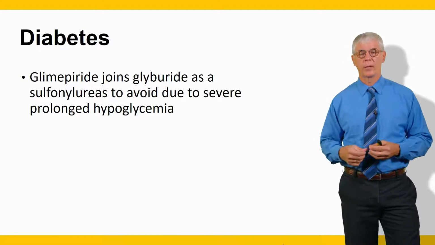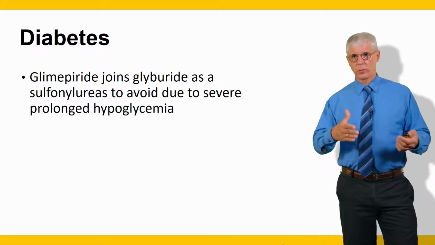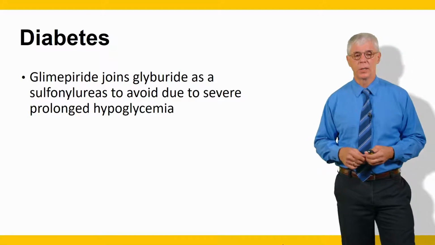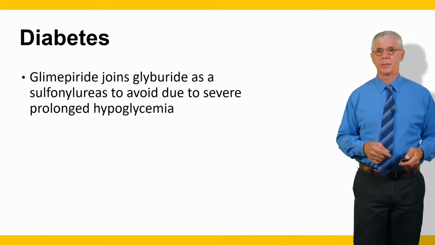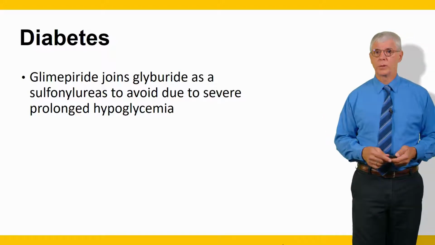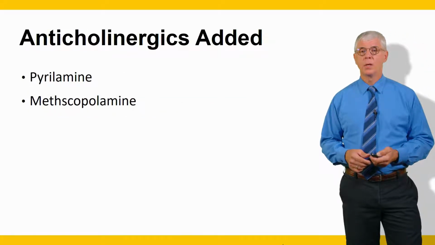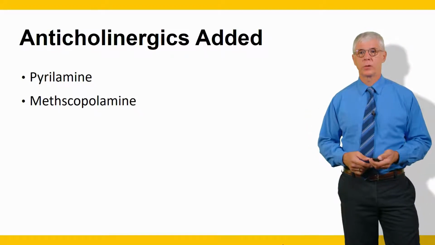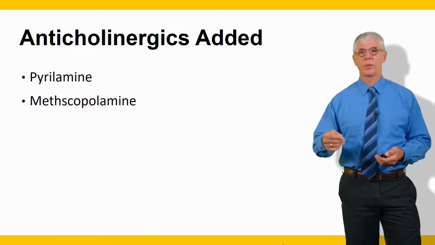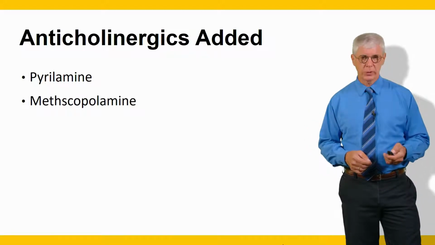Well, glimepiride, which has been widely used in older adults, now joins glyburide. So we now have two of the formerly commonly used sulfonylureas added. So glipizide would be the only alternative to that. Then that last table, which is the anticholinergic list, a couple of anticholinergics have been added, pyrilamine and scopolamine, which we should probably avoid.